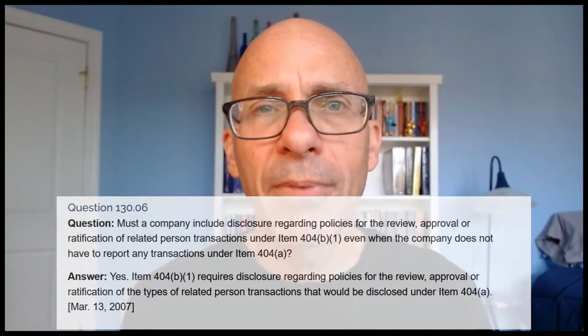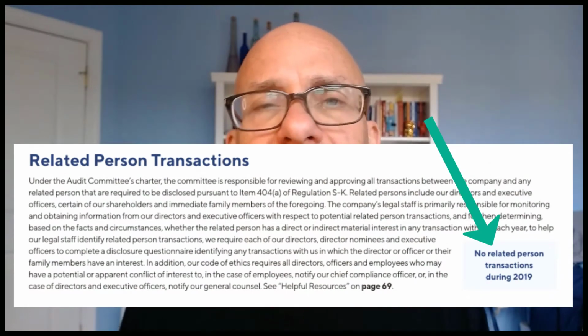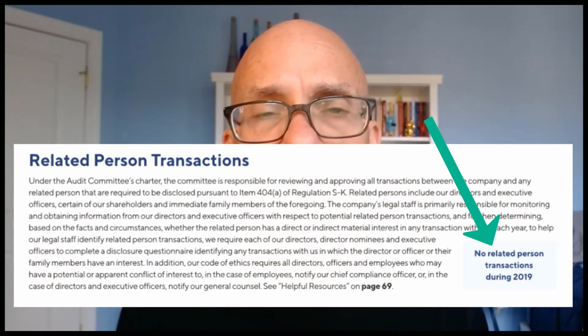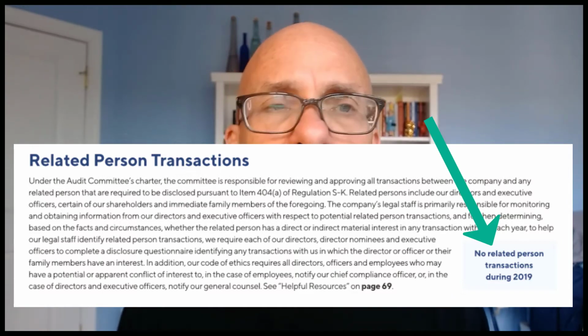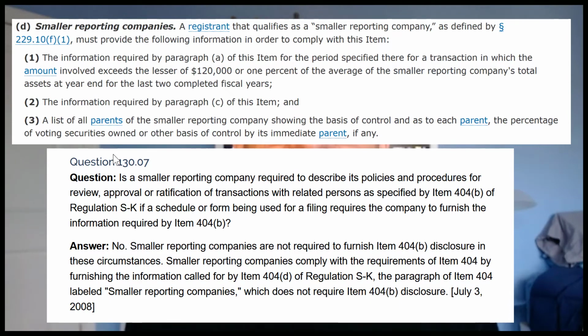So here's an example of what that would look like from Cognizant. They describe their policy, and then they have this nice box broken out that says that they didn't have any 404A transaction during the past fiscal year. And then continuing on to the proxy, Item 404B disclosure is not required for small reporting companies. You can see that here in this CorpFin staff interpretation.